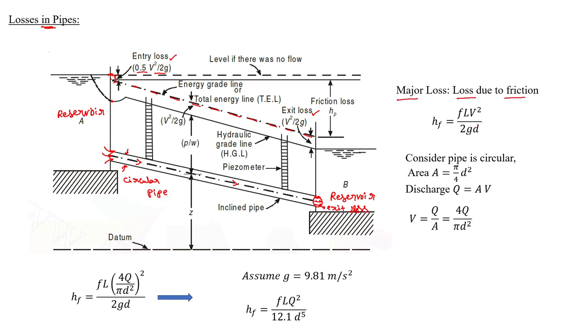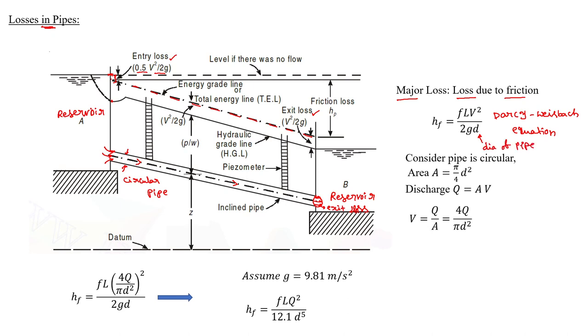This will be computed by using Darcy's formula, the Darcy-Weisbach equation or formula, which is hf equal to f L v square by 2 g d. I think all of you know the terms individually, but maybe I can explain one more time. f is the coefficient of friction, L is the length of the pipe, v is the velocity of water in the pipe, g is acceleration due to gravity, and d is the diameter of the pipe.